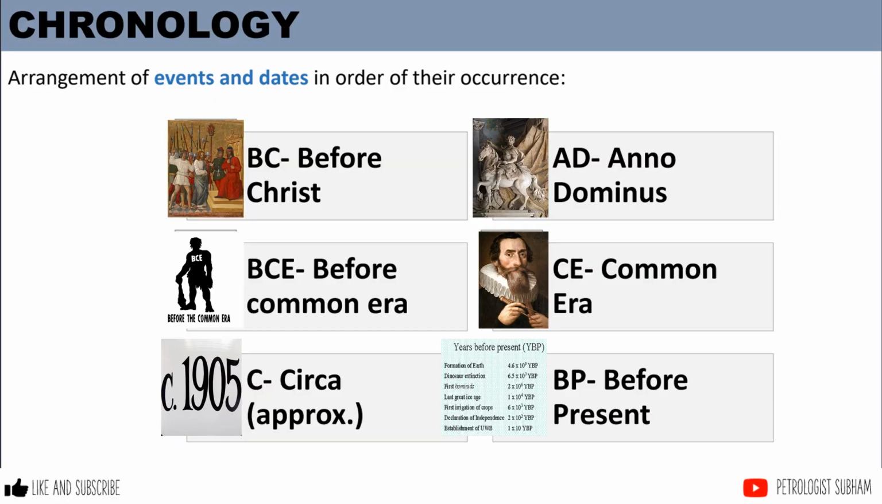So in chronology, we discuss these particular suffixes that we use after the dates, right? Before Christ, Anno Domini, before Common Era, Circa, before present, okay? So just imagine a timeline, okay, in which the birth of Jesus was called as 0 year, okay? 1, 2, 3, okay? And this side it will go backwards. 1, 2, 3, okay? Imagine this particular timeline, okay?